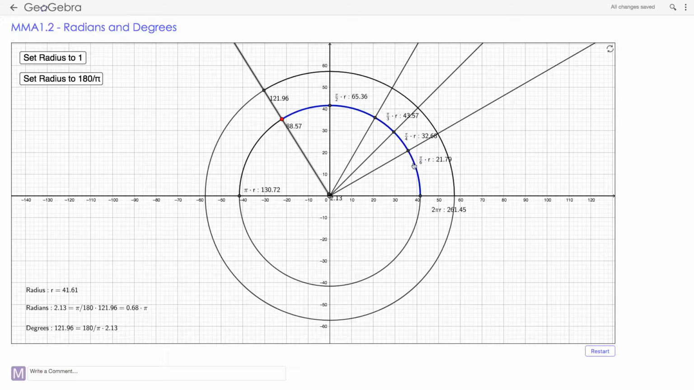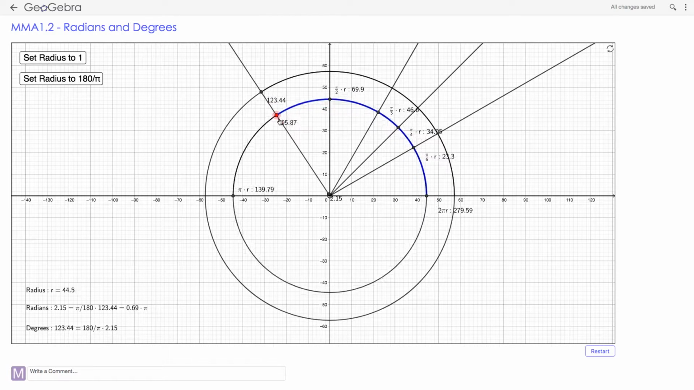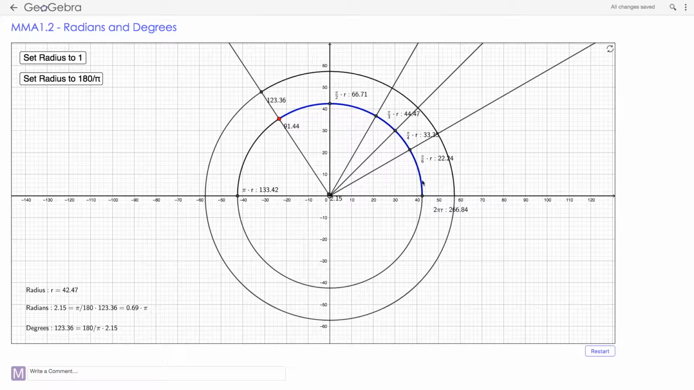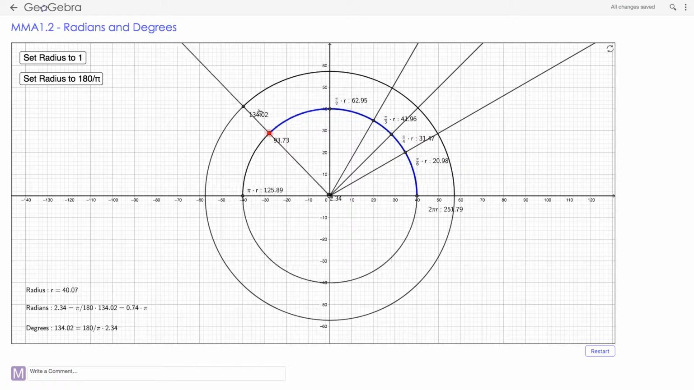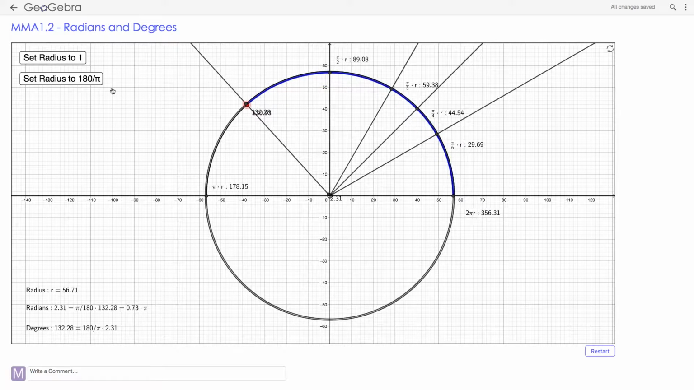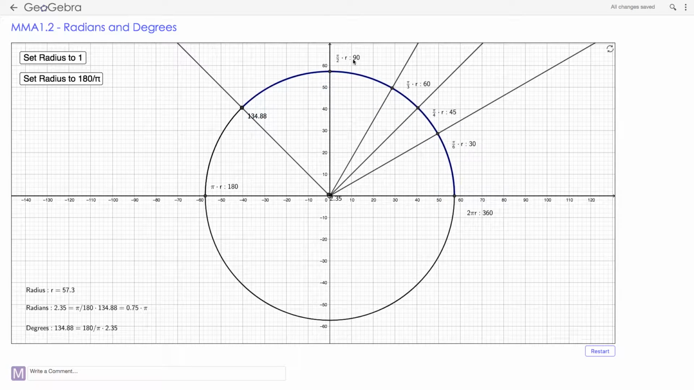You can also see some numbers here. This point has an angle of, not an angle because it also depends on the radius, but the length of this arc here is 66.71. This is 44.47, right, and so on. So if you put the radius to this, then you get 90 degrees here, 60 degrees here, 45 degrees here, and 30 degrees here, right? That's what you get when you measure these things in degrees.